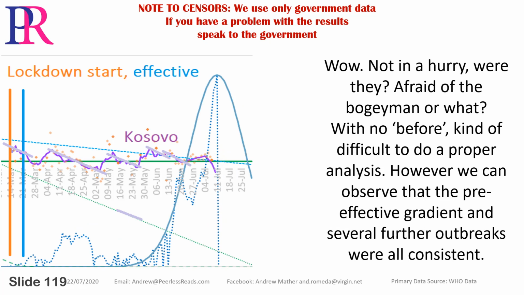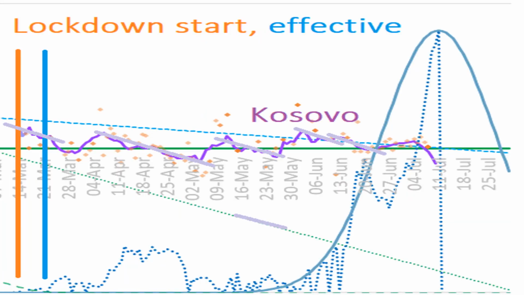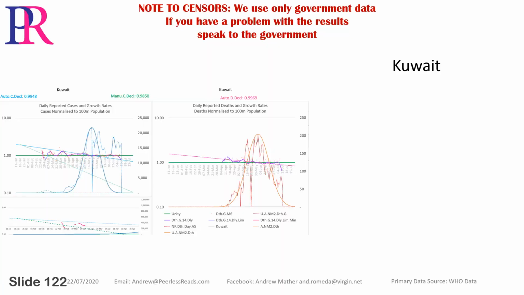With no before, kind of difficult to do a proper analysis. However, we can observe that the pre-effective gradient and several further outbreaks were all consistent. They're also consistent with the standard 0.985 decline factor that's so popular, green dotted. And of course the early bird gets the massive relatively outbreak later. So looks perfectly normal, massive outbreak, but no prior, so no result. Q8.